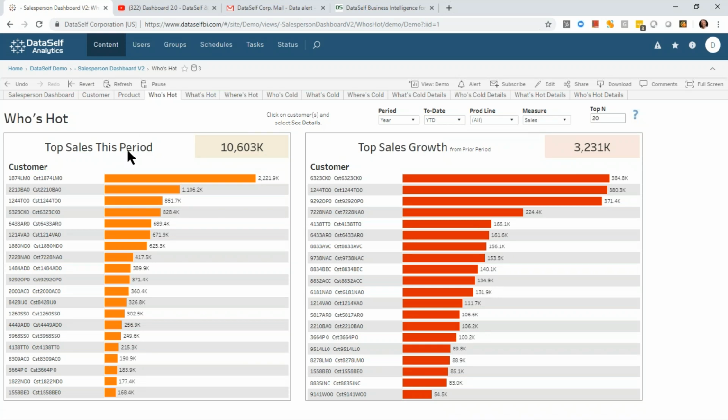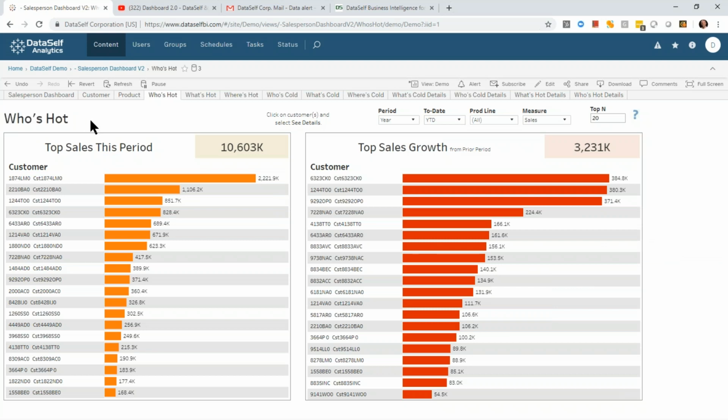Now, I just talked about the top sales this period. This report here, pretty much every company that cares about customers is already keeping track of. But the right side has a different perspective. It shows who's growing the most since the last period. So right now we're looking at sales last year to date versus this year to date, and who's growing the most. Maybe these customers are not big yet to be a top customer, but because they're growing the most, we call them who's hot.